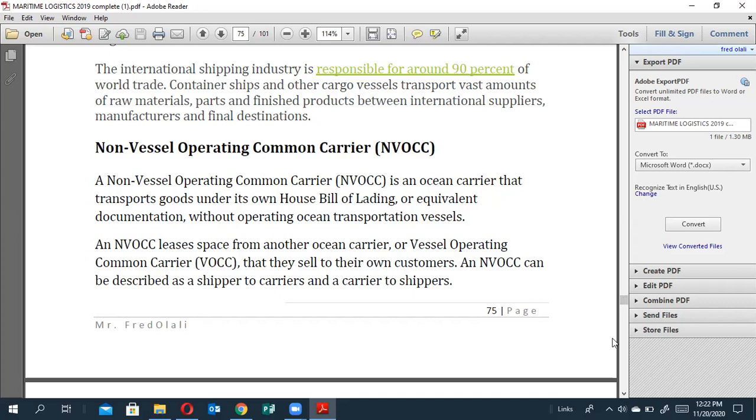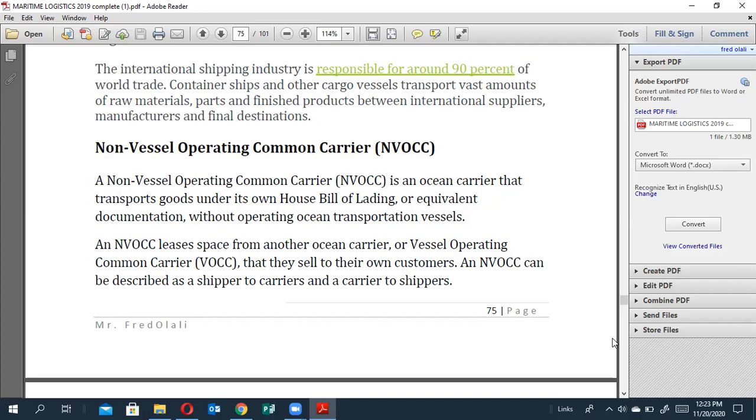An NVOCC can be described as a shipper to carriers and a carrier to shippers. Well, how is he a shipper to carriers? Because he approaches the shipping lines to book space with them, so the shipping line regards the NVOCC as a shipper. When it comes back to shippers, he positions himself as a carrier to the shippers.